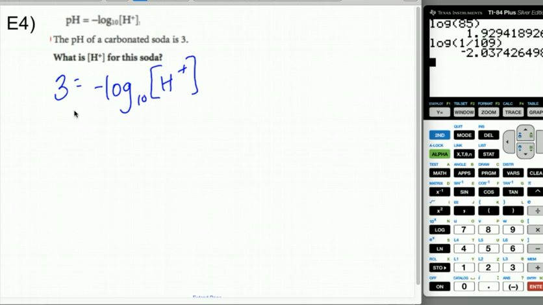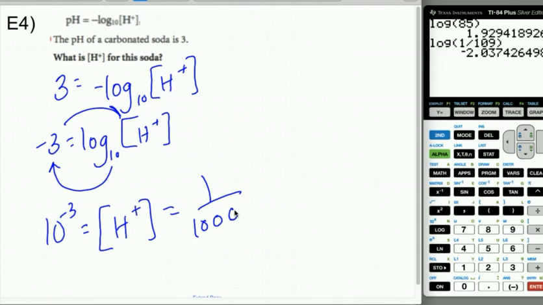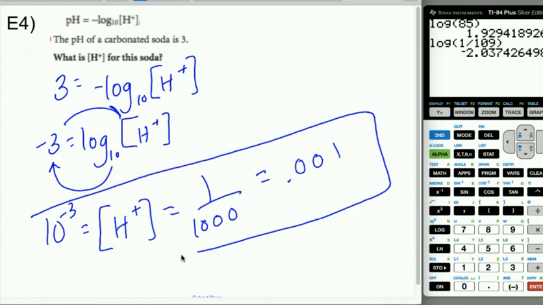I can't rewrite this as an exponential yet because I need to solve down to the log. So I'm going to get negative 3 equals the log base 10 of the H plus concentration. And now I can rewrite this and say 10 to the negative third is the H plus concentration. I could leave it like that, or you could make it 1 over 10 to the third, or you could make it one thousandth. Any of those would be fine.